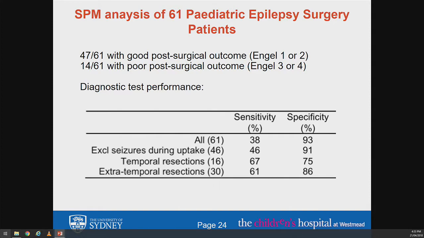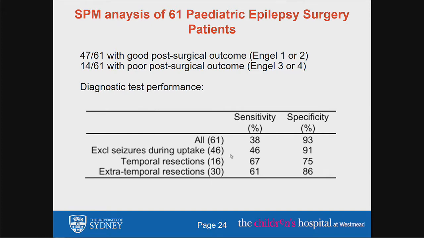Well, we analysed 61 paediatric epilepsy surgical patients using this technique. 47 of the patients that went to surgery had a good outcome. In other words, complete seizure freedom or a very good response. In other words, a much reduced occurrence of seizures. And 14 had a poor outcome, so very minimal response.